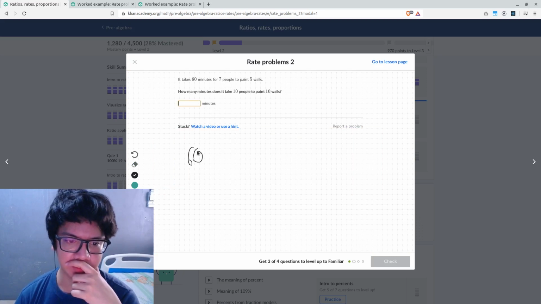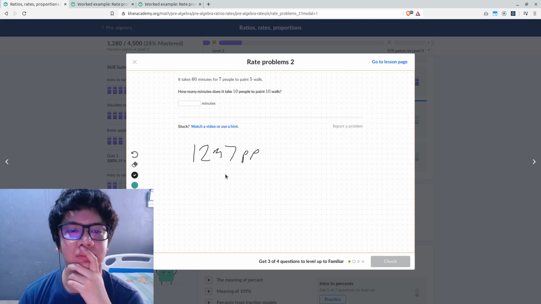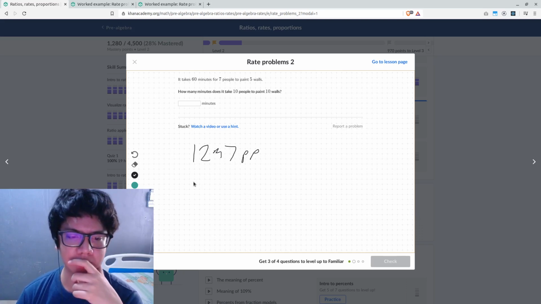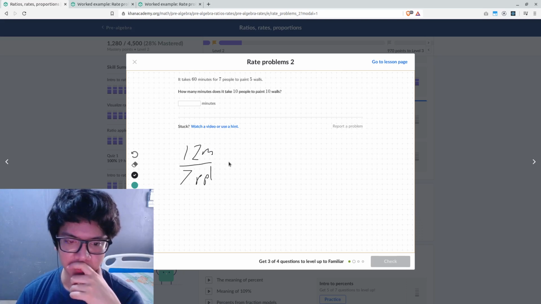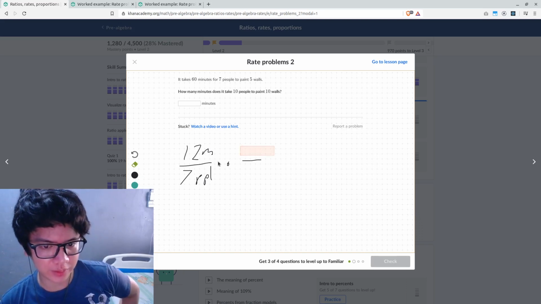Okay, so for 60 minutes divided by 5, we have 12 minutes for 7 people. Then for each person, we're gonna have 12 minutes per 7 people. Then if we want 1 person, oh my god, this is insane. What kind of conversion should I use for this? I think I'm not even supposed to do that.